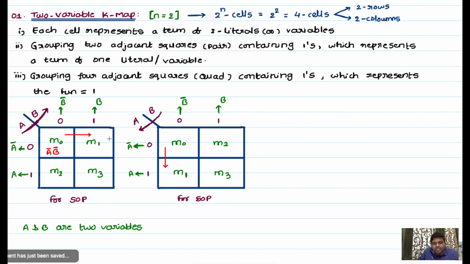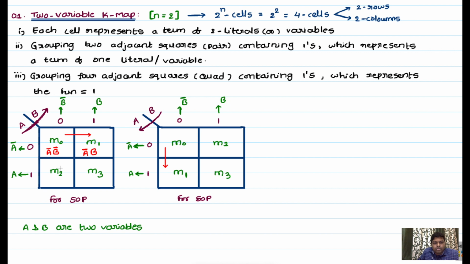And in the same way you can fill this square M1 box. This row will be indicated with A bar and this column will be indicated with B, so that's why we are getting A bar B, right? And in the same way you have to fill these two boxes.